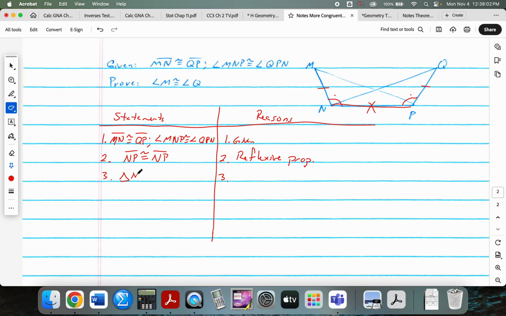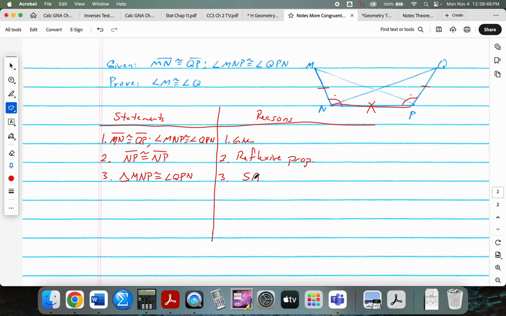So I can name the first one any way I like. I'm going to call it MNP. I've got to make the corresponding parts go together. I really want M to correspond with Q. Is it QNP or QPN? Why? Because MN is congruent to QP, so I want MN and QP to match one another. Exactly. Okay, I've got to have the corresponding parts matched up.